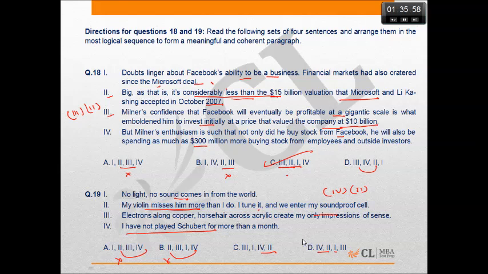Yeah, what about this one? 3, 1. Electrons along copper. This cannot be a good starting statement. Create impressions. I will go with choice D. Okay, so that completes my English section also.